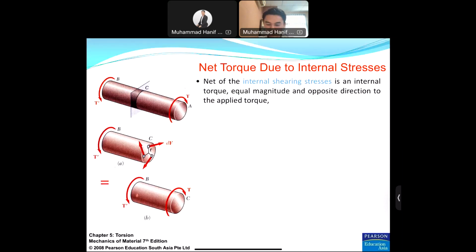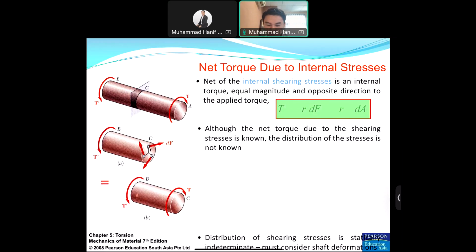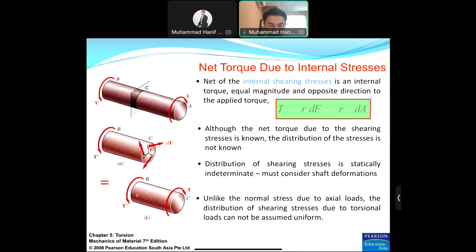Okay, net torque due to internal stresses. This is the thing that I already explained in the class. The net of the internal shearing stresses, the internal torque, is equal in magnitude and opposite in direction to the applied torque. So the internal shearing stress gives the internal torque.